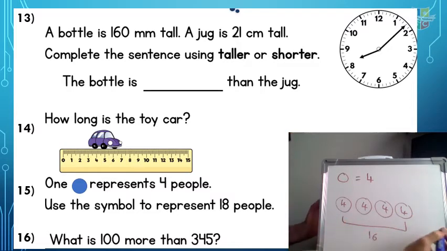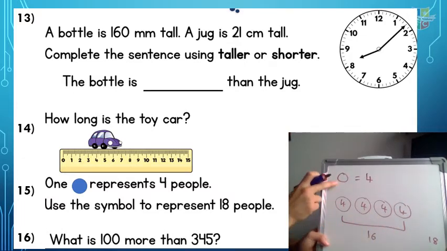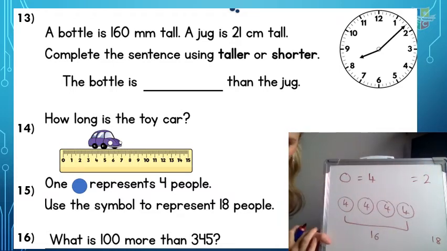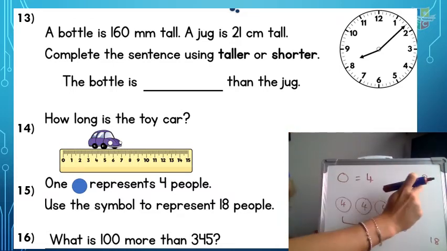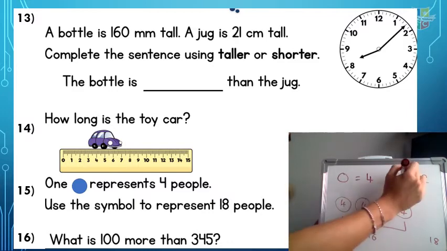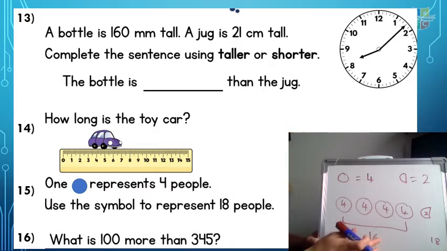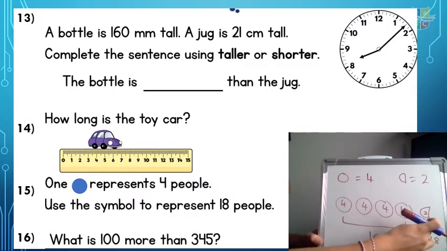And I want to know, I need to make 18. So I need 2 more people. Now, if I know 1 circle represents 4, I want to show what 2 represents. So how do you get from 4 to 2? Well, you half it, so you would need half a circle. So half a circle would represent 2. So if I now add all that together, 4, 8, 12, 16, 17, 18, that's what yours should look like.